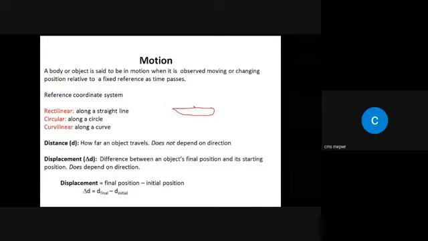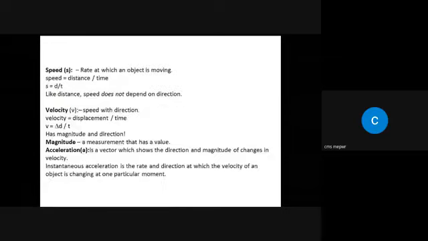Now speed. We already know what speed is. It is the rate at which an object is moving, or the distance covered per unit time. Mathematically, speed is equal to distance divided by time, or in terms of letters, s is equal to d by t. Like distance, speed does not depend on direction. If you want to include direction with the speed, that is known as velocity.